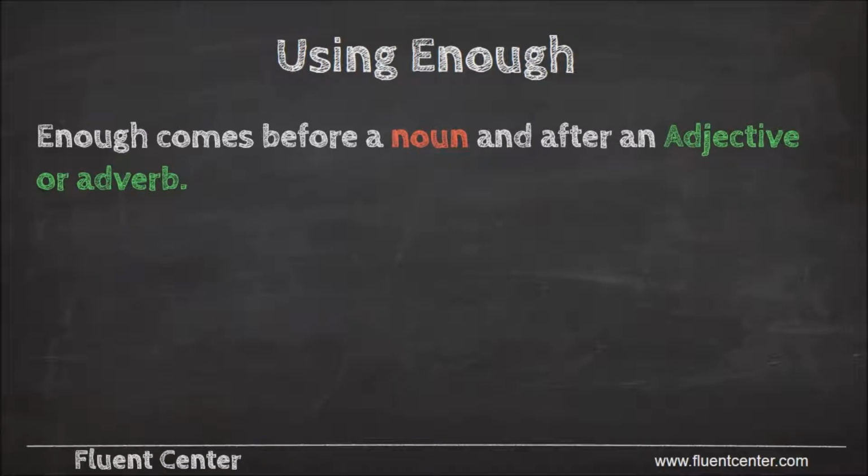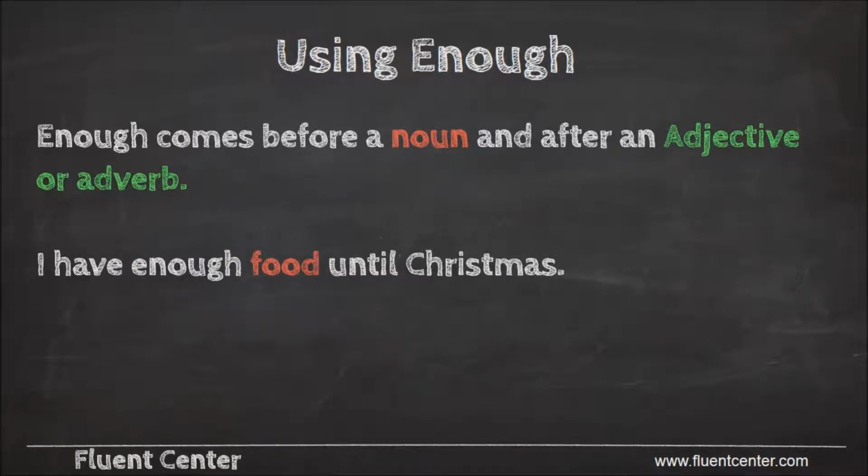When we use enough, it must come before a noun and after an adjective and an adverb. A noun is an object, place, or person. An adjective is used to describe a noun. In the first sentence, I have enough food until Christmas. Food is my noun, and I have used enough before food.